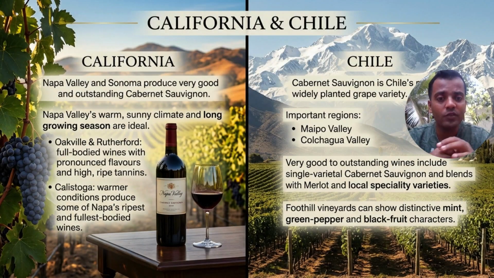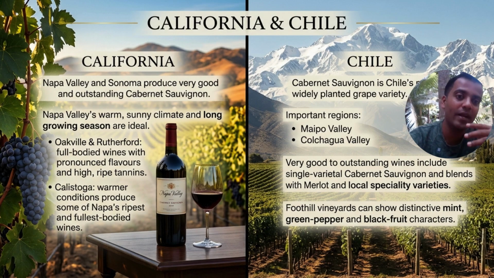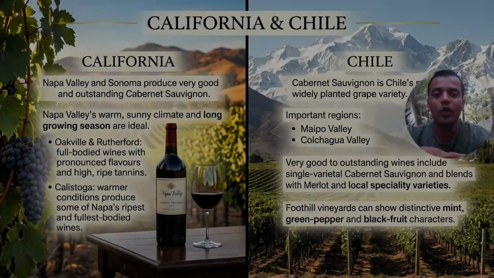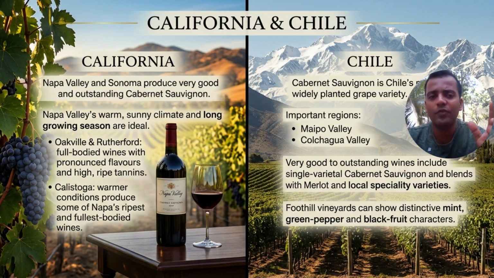So in the foothills, vineyards can show distinctive mint, green bell pepper as well as black fruit characteristics. So the foothills of the Andes mountains are known to produce wines with these distinctive characteristics of mint leaves as well as green bell pepper, which is more herbaceous, and then black fruit characteristics like black cherry, blueberry, blackberry, all these black fruit families. So this is pretty much all we need to know about California and Chile for this Cabernet Sauvignon grape variety for our level 2 examination.